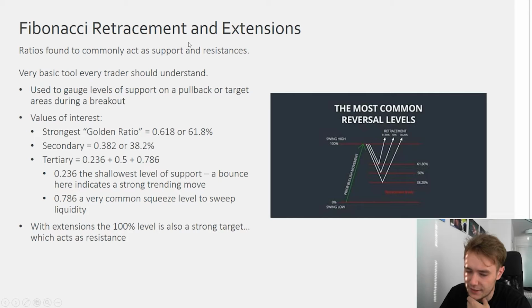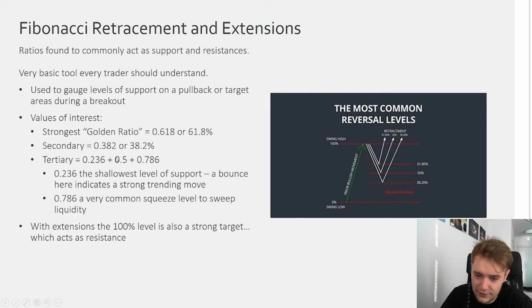So, Fibonacci retracement and extensions. This is a very basic tool that every trader should at least understand and know how to use. It's a simple retracement tool. You pick a swing low and a swing high, and then you draw your retracement from the swing low to the swing high to measure how far back the next wave is going to pull. The ratios of interest are always going to be the 0.618, which is like the golden ratio. The 0.382 is the second most important level, in my opinion, to keep track of. And then past that, we have the 0.236, the 0.5, and the 0.786, each special for their own reasons.